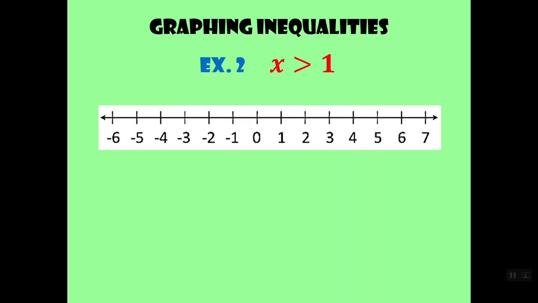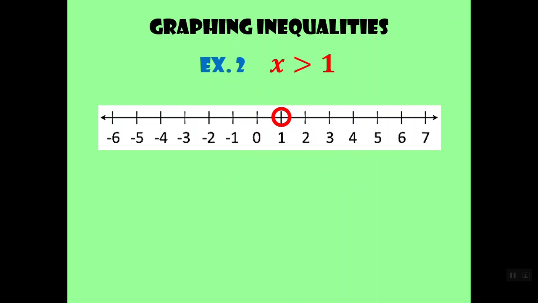Now here's another one. X is greater than 1. So we're thinking about the number, and the first thing I do is think about whether it could be that number 1 or not. It says x could be greater than 1, but it can't be 1. So we can't include 1 as a possibility. So we show that by putting what's called an open circle at the 1.